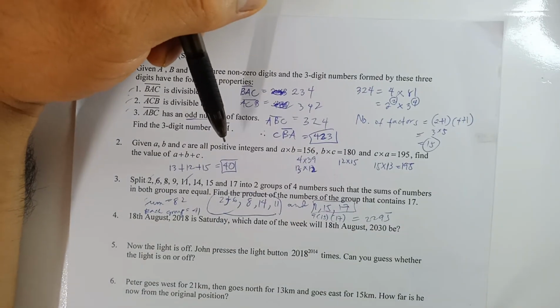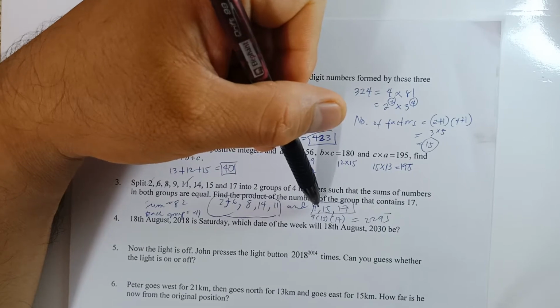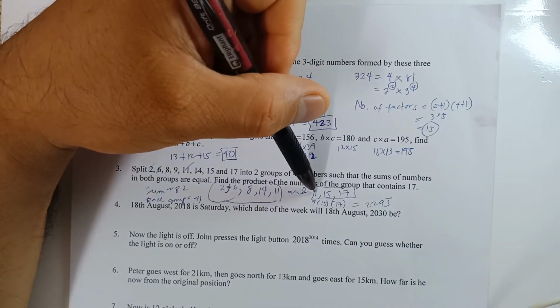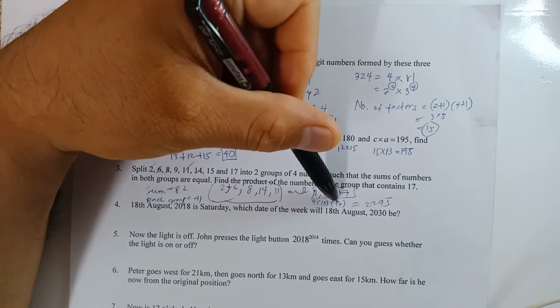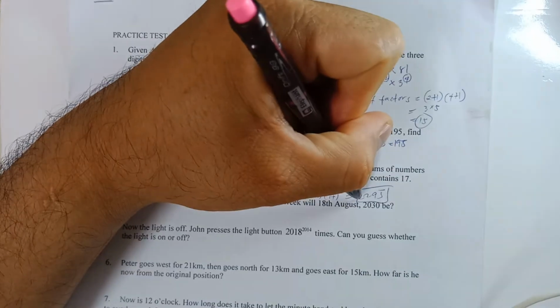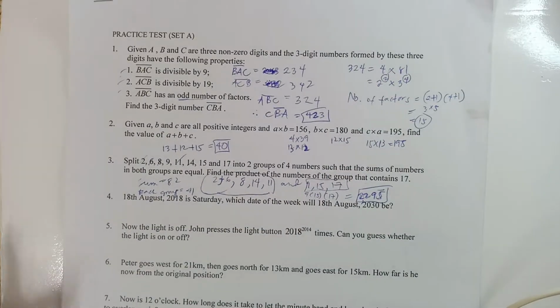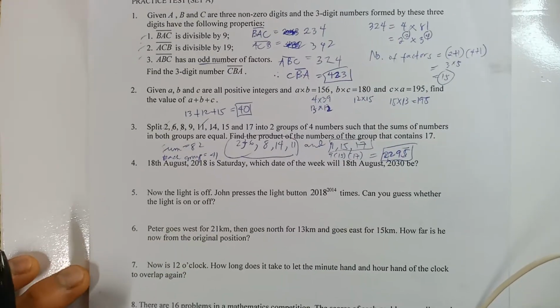Now find the product of the numbers that contain 17. So the second group is the group that contains the number 17. So you multiply those numbers in that group. 9 times 15 times 17 is 2,295. This is our answer. 2,295. Okay, let's go to problem number 4.